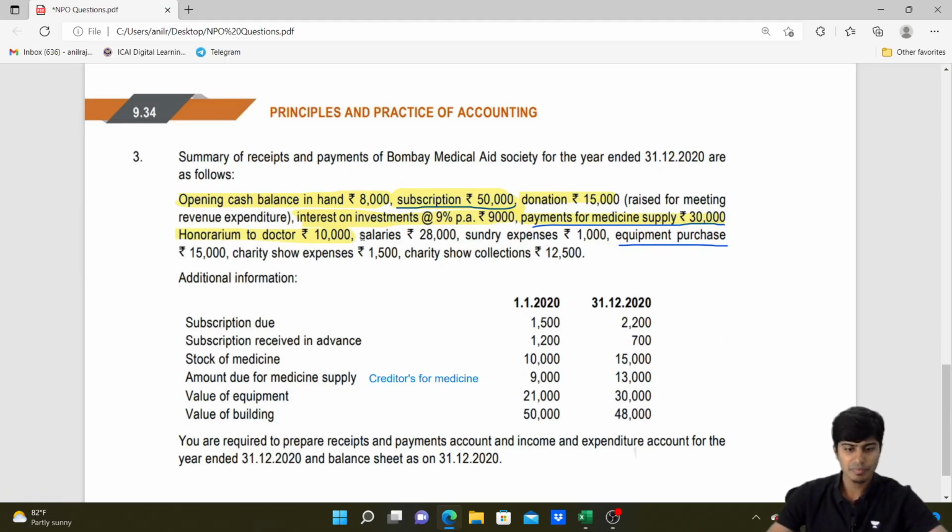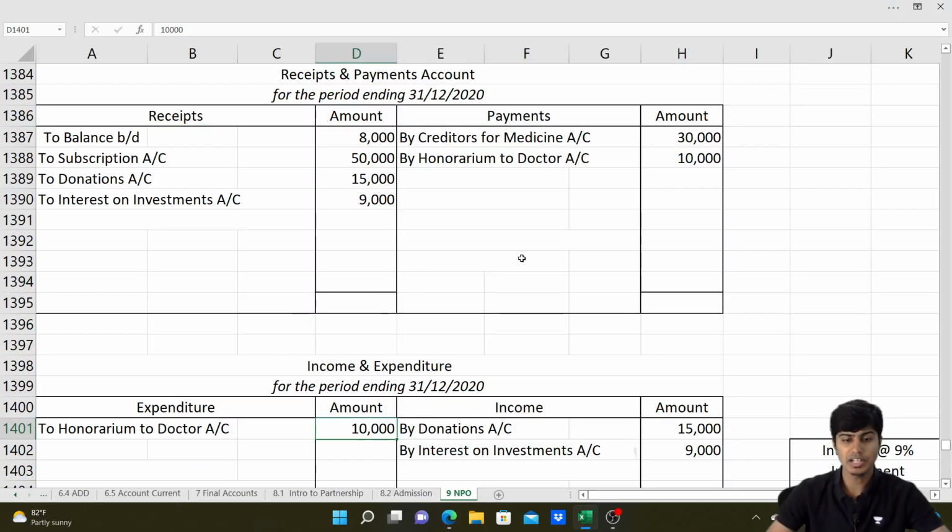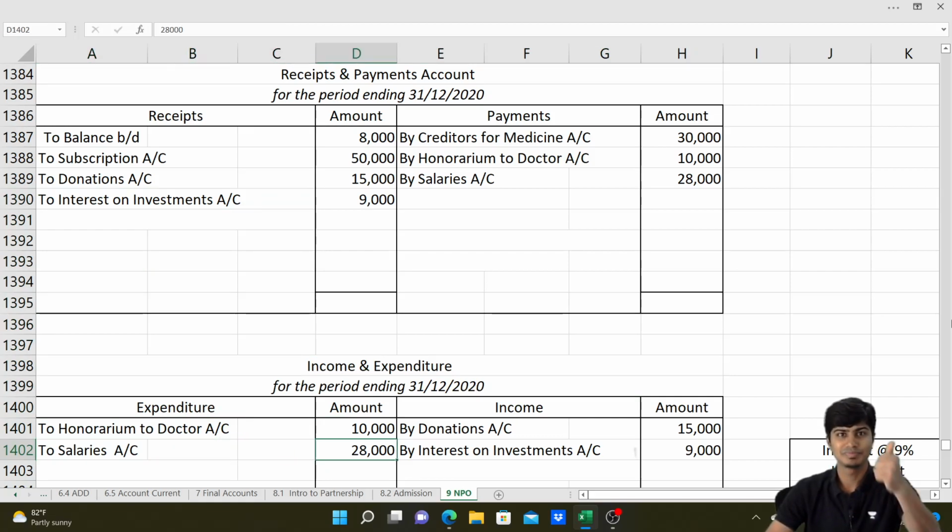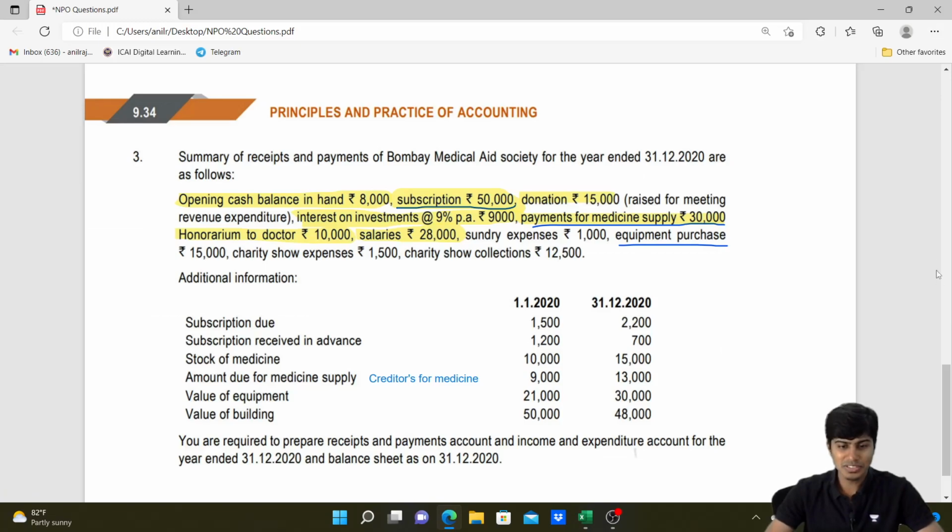What do we have after that? Then we have salaries 28,000. There is salaries of 28,000, which again has no adjustment. This 28,000 rupees is paid and this 28,000 is expense. So we'll write it as payment in receipts and payment and expense in income and expense. Come on, let me write it. In receipts and payment, I'll write it as by salaries 28,000, and in income and expenditure, I'll write on the expenditure side to salaries account 28,000. Got that?